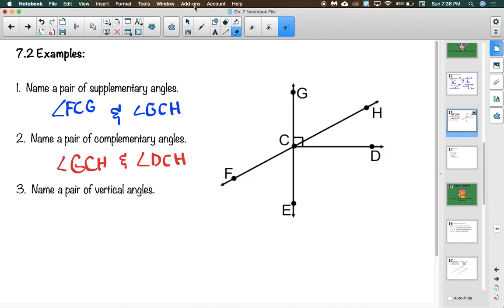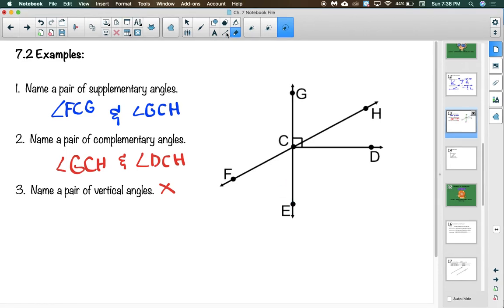Name a pair of vertical angles. This is a flashback to Chapter 7, Lesson 1. Vertical angles, remember we want to look for an X. That's the key to finding vertical angles. So I see a line here. Maybe I can do a better job tracing that line. I see a line here.